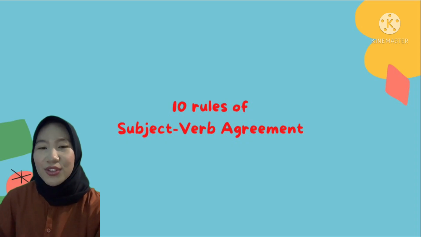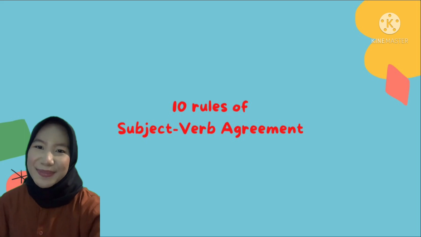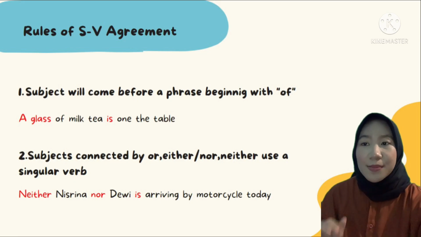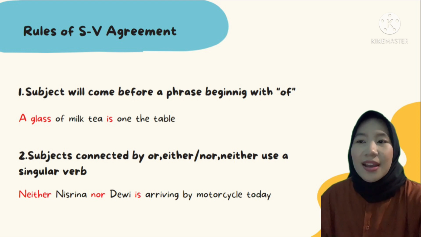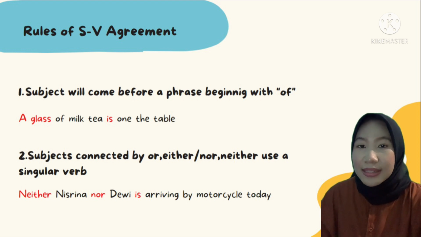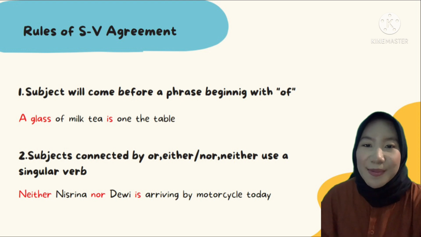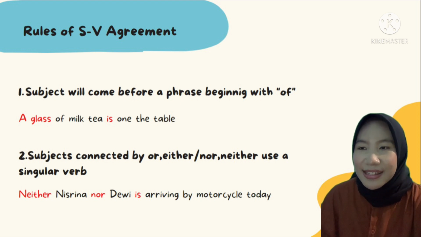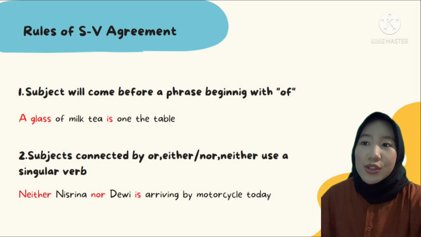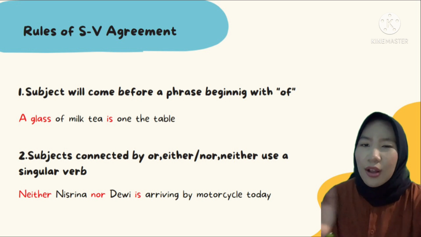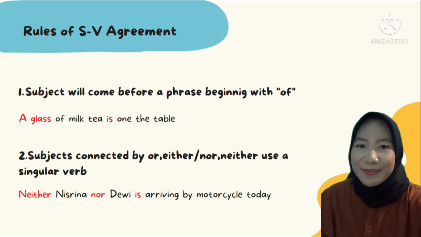Now, let's have a look at the 10 rules of subject-verb agreement. First, the subject will come before a phrase beginning with of. Example: a glass of milk tea is on the table. So, where is the subject? Yes, a glass, because it comes before a phrase beginning with of. Because a glass is singular, the verb must also be a singular verb.